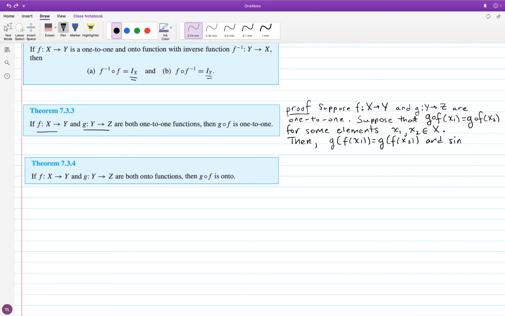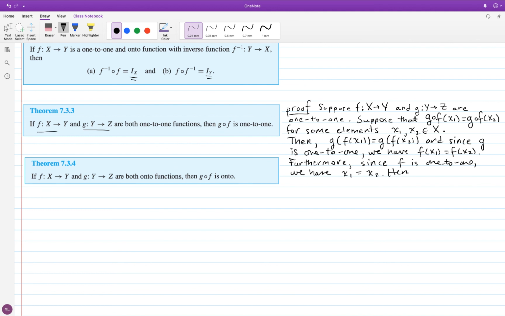Now, since g is a one-to-one function, the fact that it sends f of x1 to the same place as f of x2 means that f of x1 and f of x2 must be the same thing. And so I get to write that down. f of x1 must equal f of x2. And furthermore, since f itself is one-to-one, the fact that f of x1 is equal to f of x2 means that x1 must equal x2. It's a good exercise for you to prove Theorem 7.3.4 on your own by carefully focusing on the definition of onto.